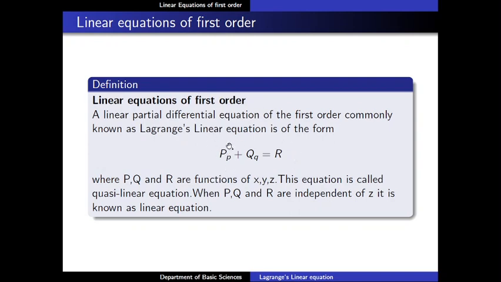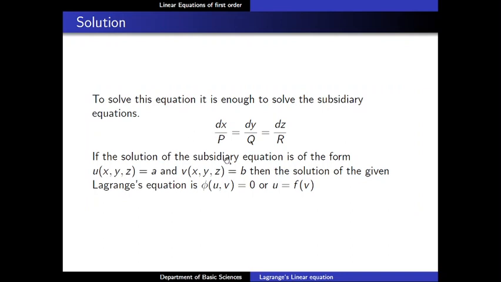We will have some function of x, y, z as the coefficient of small p. For the coefficient of small q also we will have a function of x, y and z. And on the right hand side, without any partial derivative, we will have a function of x, y and z, which is denoted by capital R. While forming the subsidiary equations, we use this capital P, capital Q and capital R.